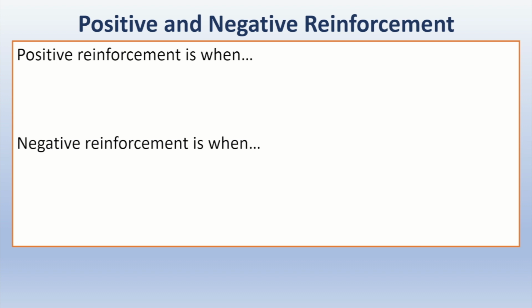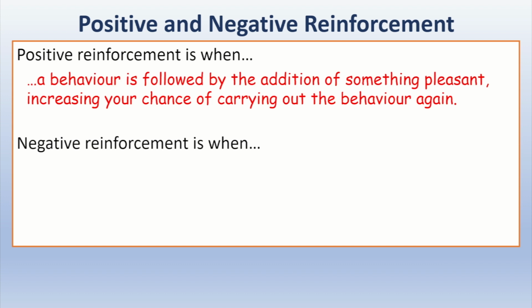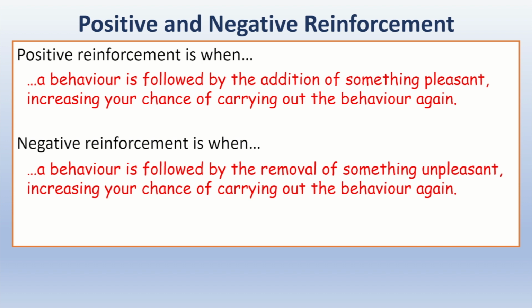Okay, so bottom of page 19 now, we're looking at positive and negative reinforcement again, just a little bit more of a recap. So if you want to write this into your booklet, positive reinforcement is followed by the addition of something pleasant, increasing your chance of carrying out the behaviour again. And negative reinforcement is when a behaviour is followed by the removal of something unpleasant, increasing your chance of carrying it out again.